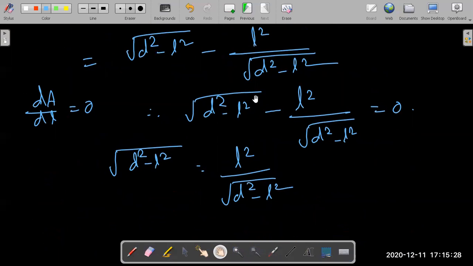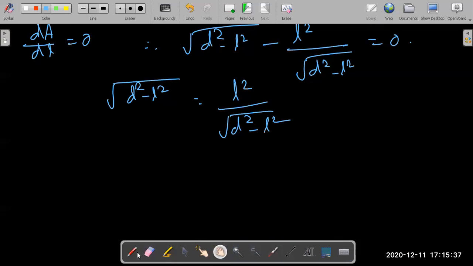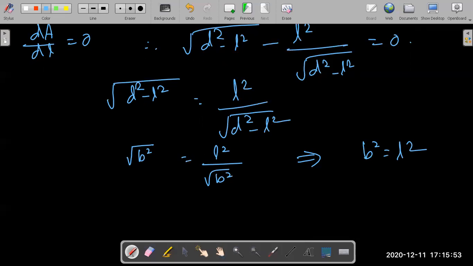L equal to B. So this is nothing but B. Yeah, we got it. Okay. So your previous case also we got it, but the only thing is we didn't substitute. So D square minus L square is nothing but square root of B square equal to L square divided by square root of B square. So that implies B square equal to L square. Therefore B is equal to L, which means the rectangle is a square.